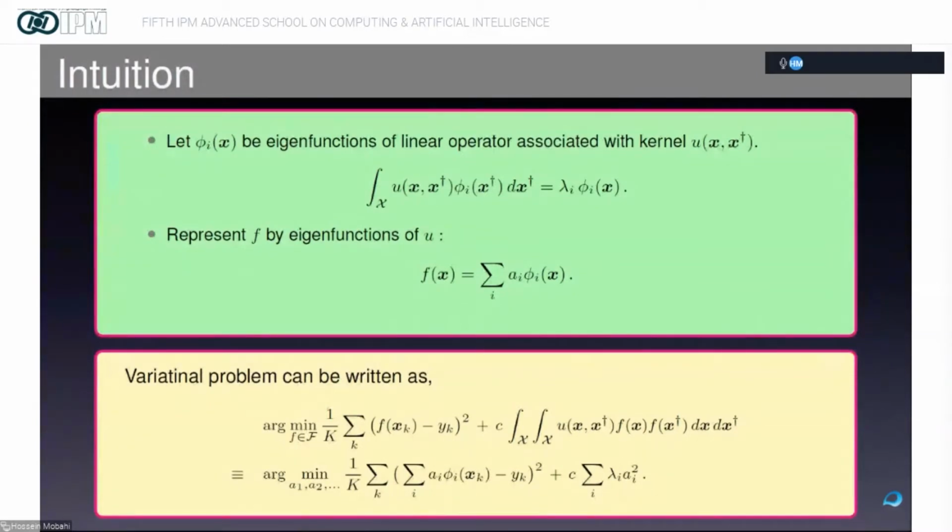That's what you see in the bottom. Now, why is this useful? Because now the regularization term becomes the sum of squares of the coefficients ai, except that each coefficient is also multiplied by lambda i, which is the eigenvalue associated with that basis.